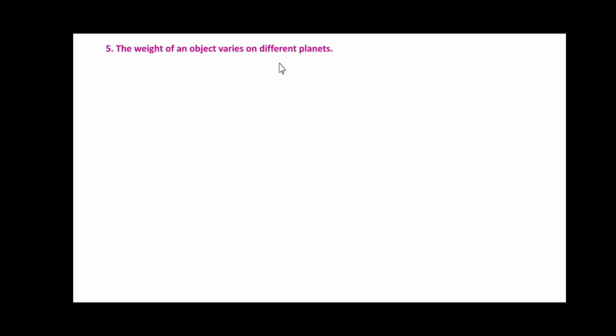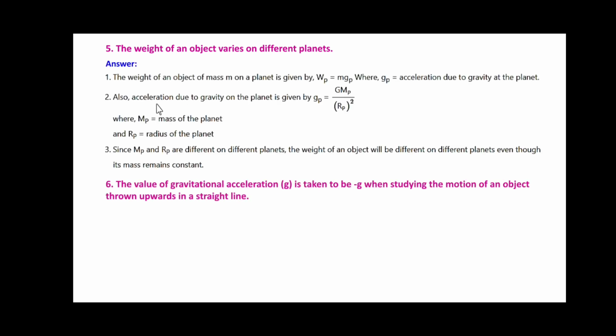The weight of an object varies on different planets. The weight of an object of mass m on a planet is given by Wp is equal to m gp, where gp is the acceleration due to gravity at the planet. Also, acceleration due to gravity on the planet is given by gp is equal to G Mp upon Rp whole square, where Mp is the mass of the planet and Rp is the radius of the planet. Since Mp and Rp are different on different planets, the weight of an object will be different on different planets even though the mass remains constant.